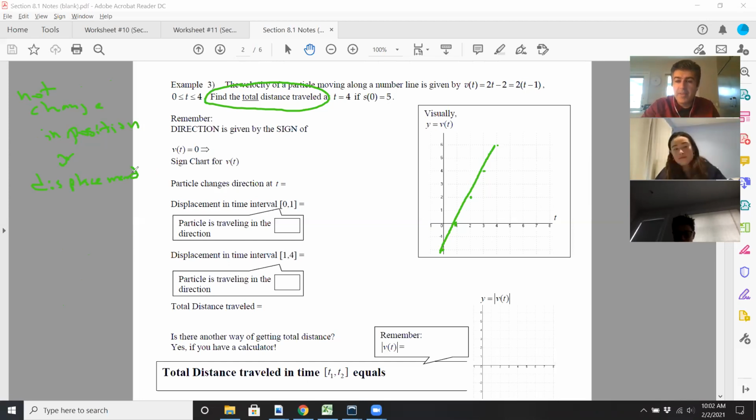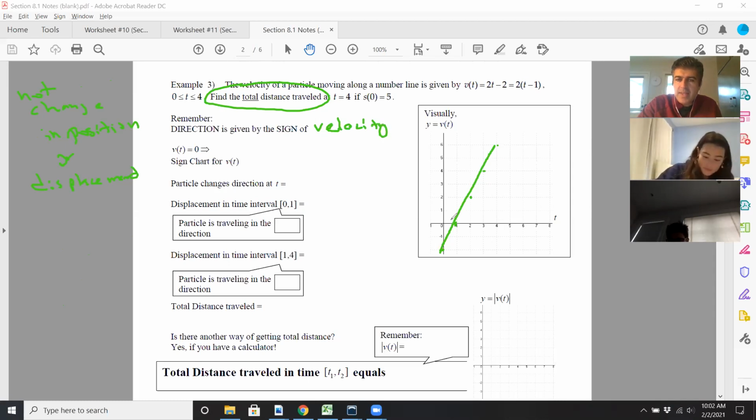Because I've actually burned some calories walking back and forth. A lot of people like the Apple Watches or some sort of wearable that tracks your steps, it will still show that I've taken steps, even when I get back to the same place. So total distance is a totally different thing than displacement. Displacement is change of position. Total distance means how much you actually traveled. Now remember, direction is given by the sign of velocity.